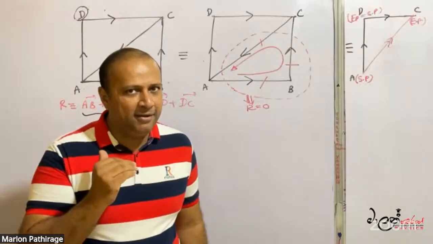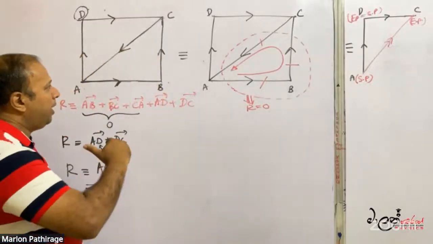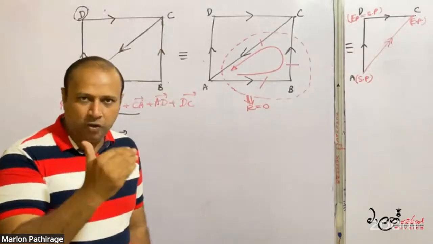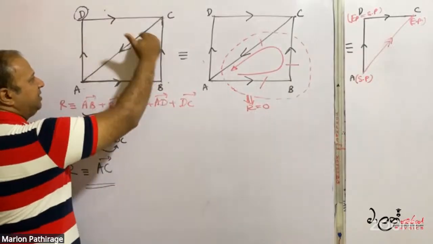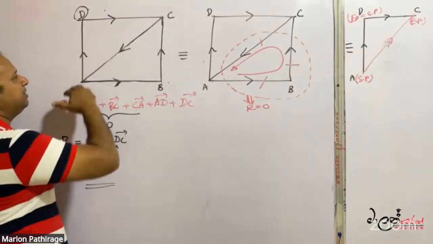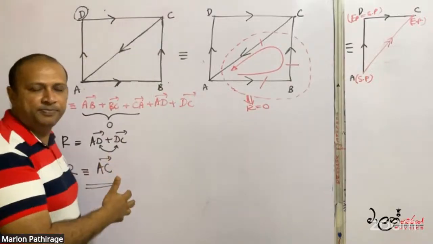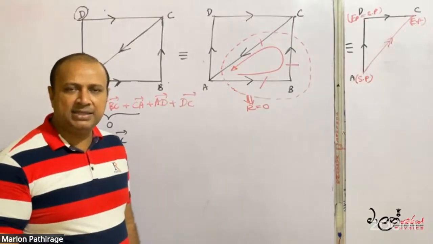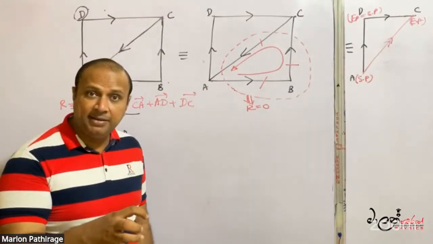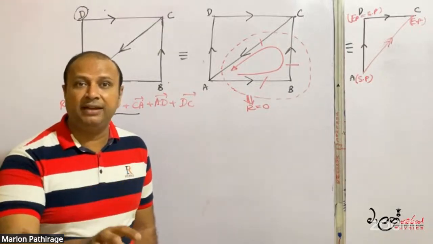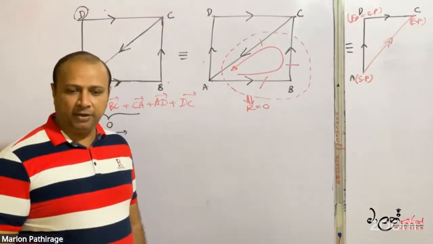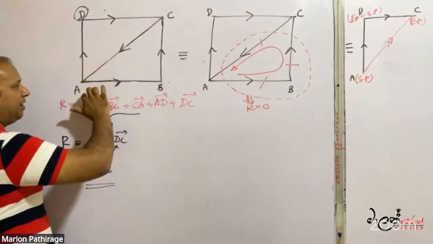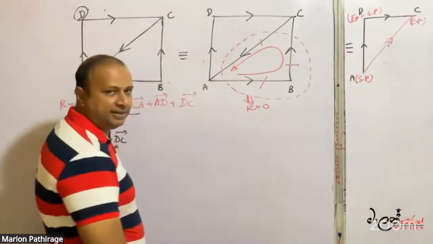Therefore, you have to consider some set of vectors. Either this one or this one, you can consider some set of vectors, and you can take the resultant vector of that set of vectors. Suppose I have considered this set.